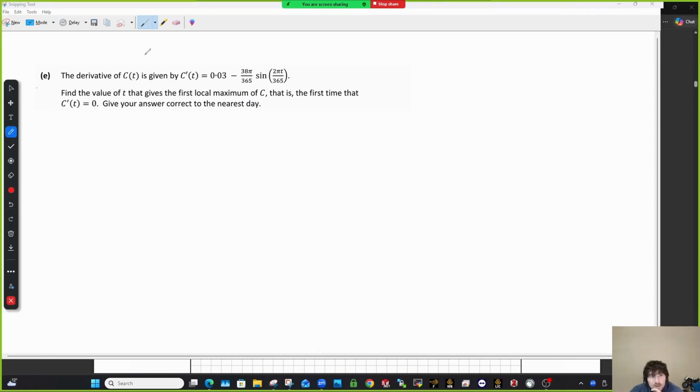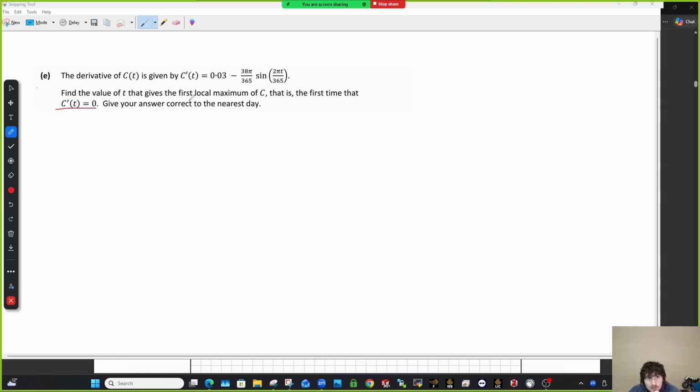So the derivative of some function called c of t is given by this. Find the value of t that gives the first local maximum. See, that is the first time that c dash of t equals 0. Now that's a massive hint, okay? They nearly shouldn't be telling you that. You're supposed to be able to suss that out yourself, okay? But anyways, we'll work out what we're doing.